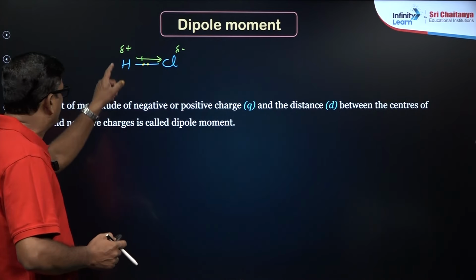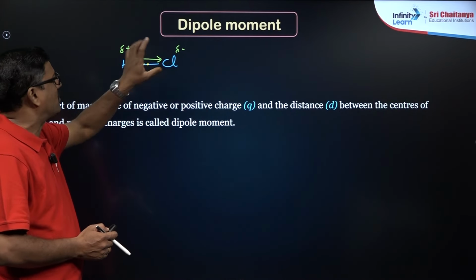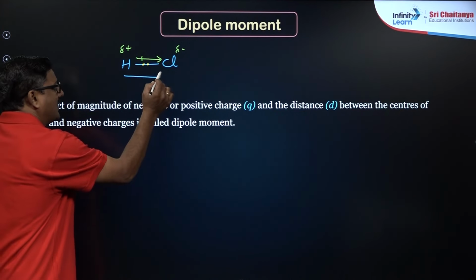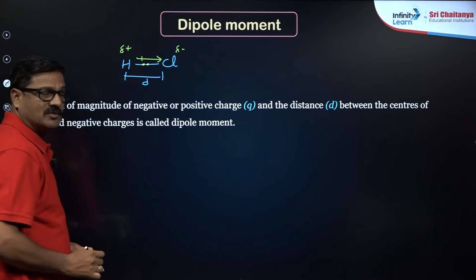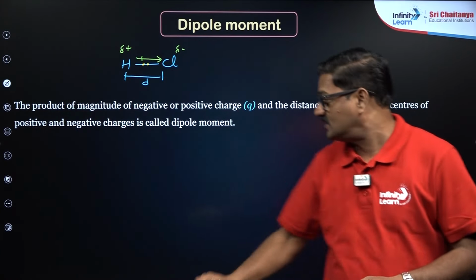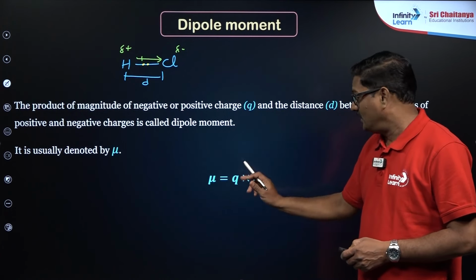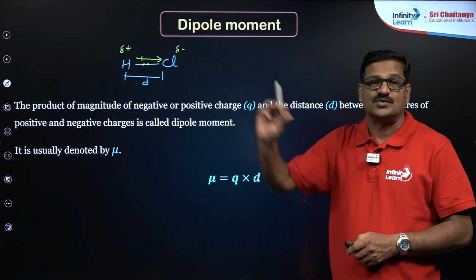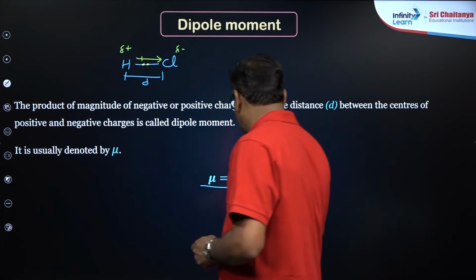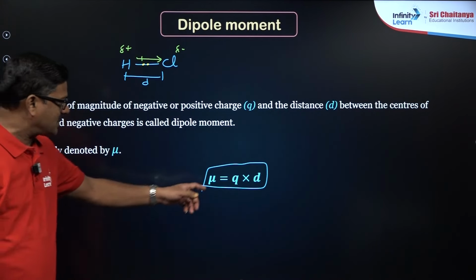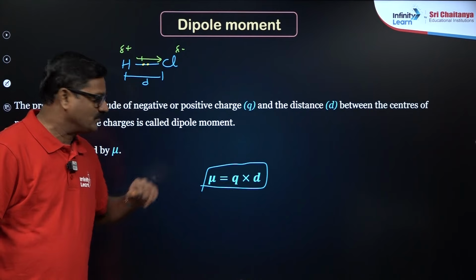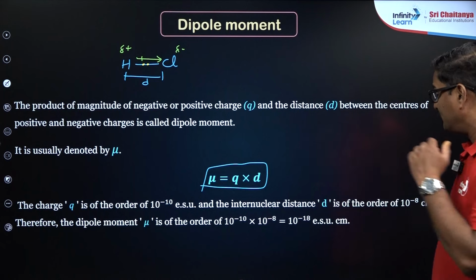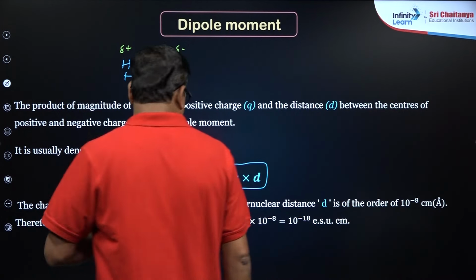It is the product of the charge on one pole of the dipole and the distance between these two atoms. That is what you call a dipole moment. This dipole moment is given as mu is equal to the charge on one pole multiplied by the distance between the two charges. This is the mathematical version of the dipole moment. The charge can be expressed in ESU and the distance in centimeters, so the unit is ESU centimeters, also called debye.